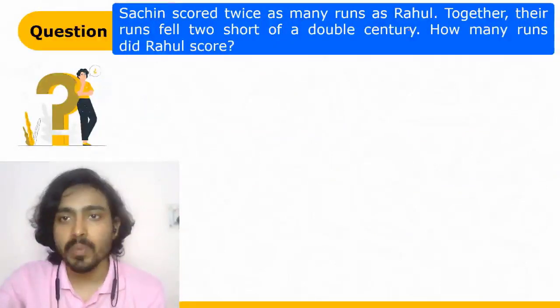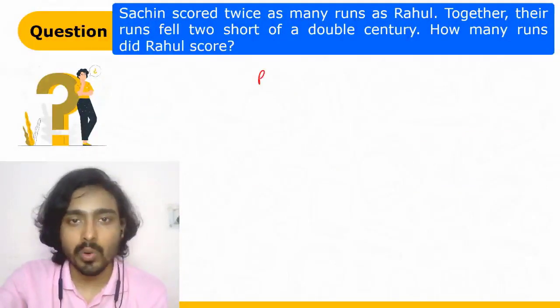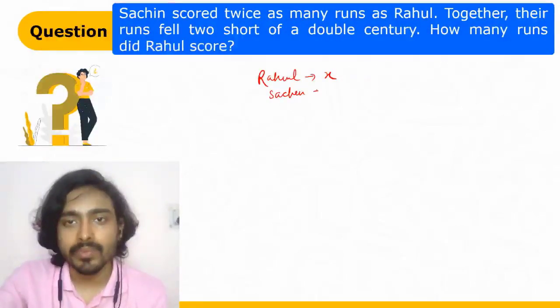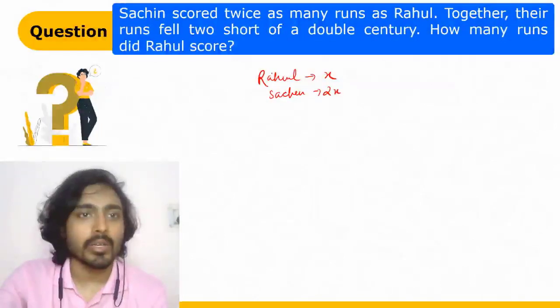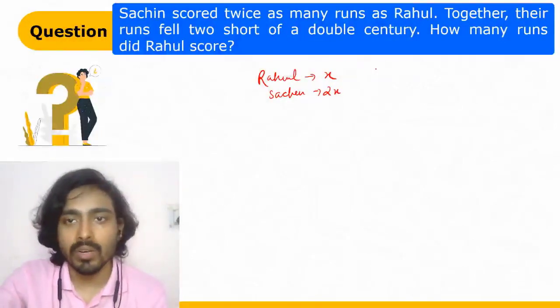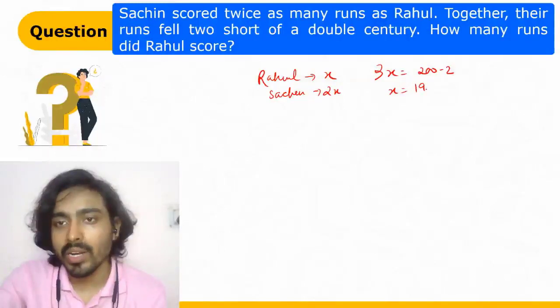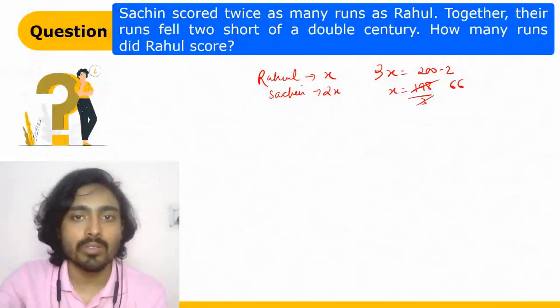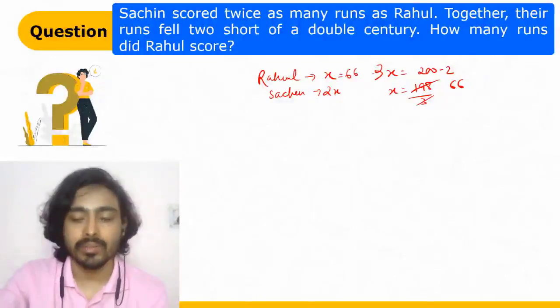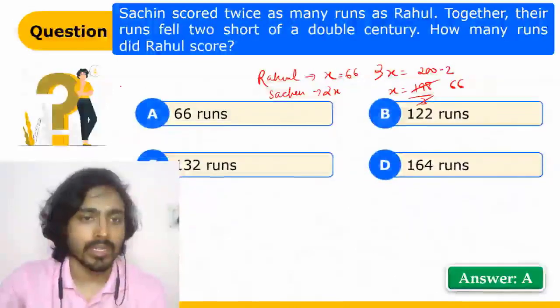Sachin scored twice as many as Rahul. So if Rahul scored x, Sachin scored 2x, right? And together they fall short of the double century. So double century is 200. So 3x is equal to 200 minus 2, that is 198. So x is equal to 198 upon 3, that is 66. How many runs did Rahul score? 66. Let's move ahead. Yes, A is the right answer.